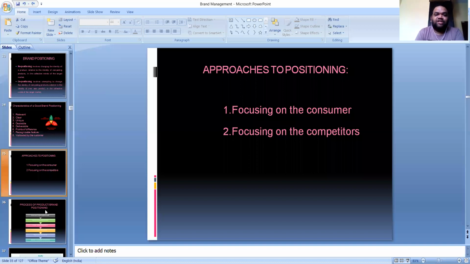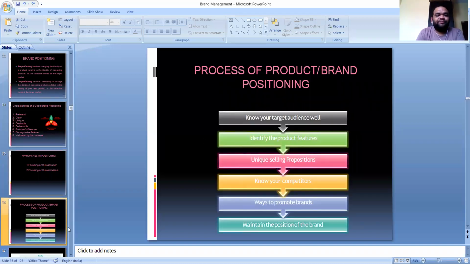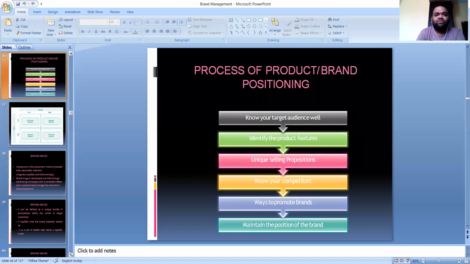Coming to the next one, a different and very important one again. This is what we call the process of brand positioning, or sometimes product positioning. Let us complete this also. The process of brand positioning is: know your target audience. As I already said, while positioning a brand you have to concentrate on the target audience. Then identify the product features. Yes, we have already discussed this also.